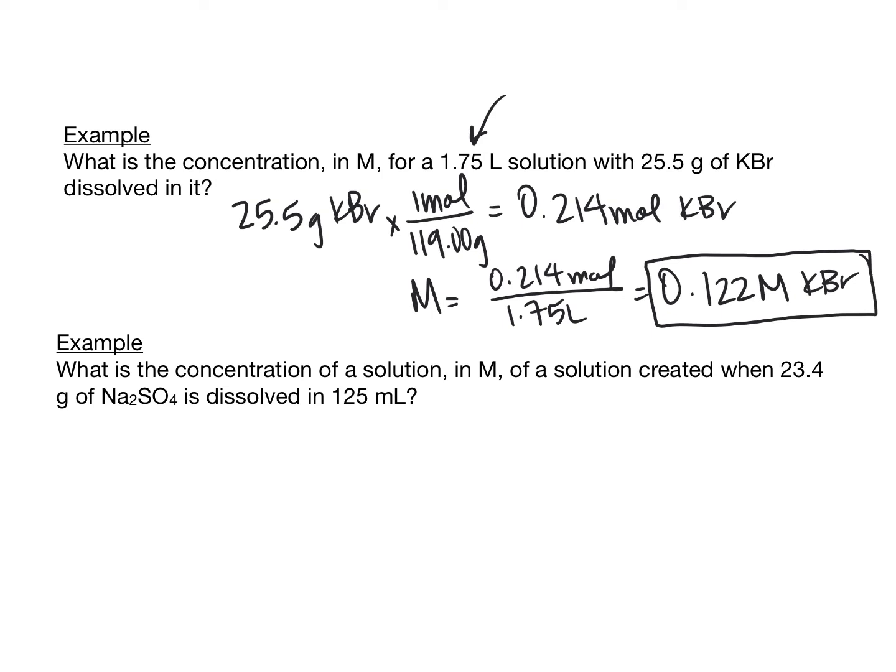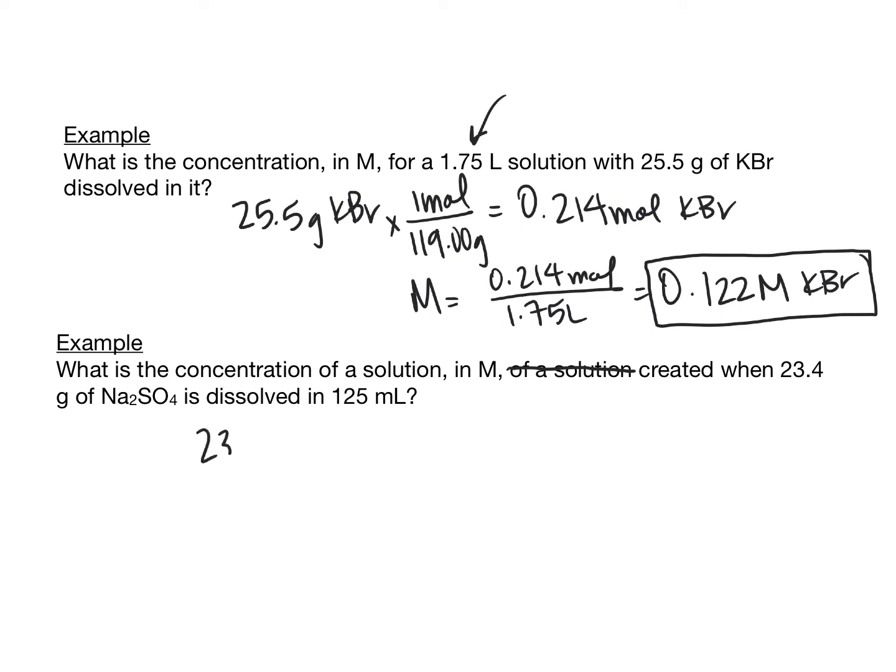What is the concentration of a solution in molar? We'll just scratch those words out. Created when 23.4 grams of sodium sulfate is dissolved in 125 mL. So again, we're going to be able to convert to moles and we have a volume.